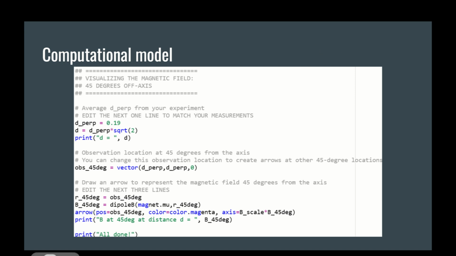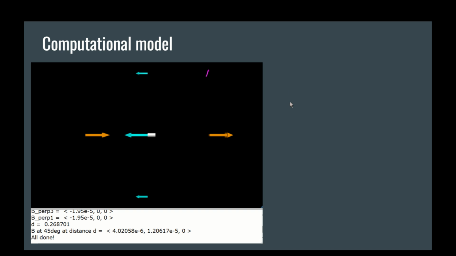So as you can see, all of our arrows here, the magnitudes are differing. Obviously, closer to the magnet, it is stronger. What's important here is that this is our x and y component, right? So we can use the Pythagorean theorem to get our value of 1.28 times 10 to the negative fifth.